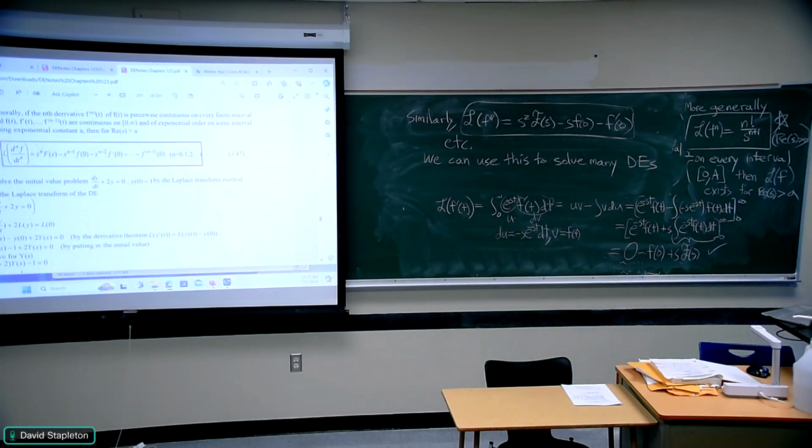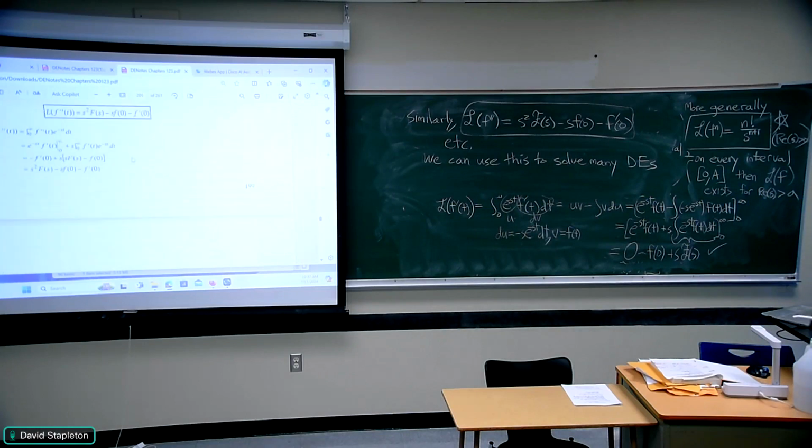It's s to the n times the transform minus s to the n minus 1 times the function f evaluated at 0, minus s to the n minus 2 times f prime of 0, and so on. And so you've got all those derivatives.